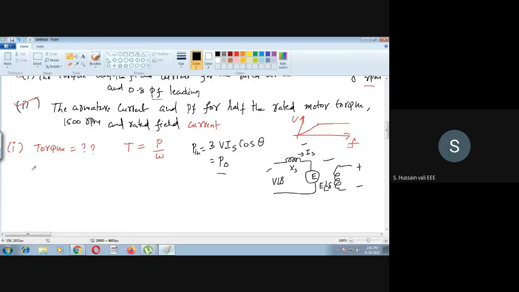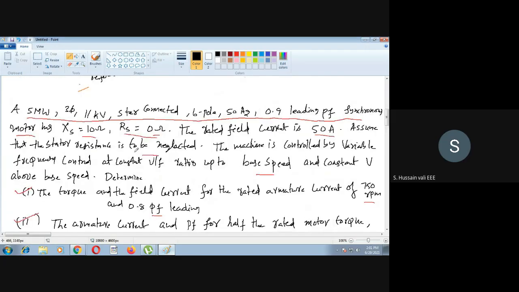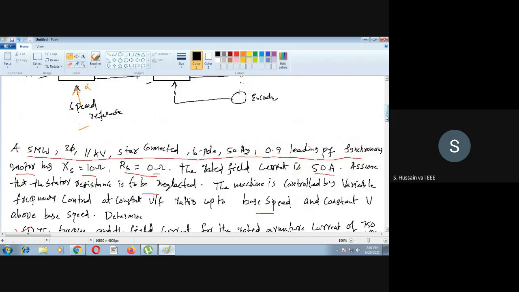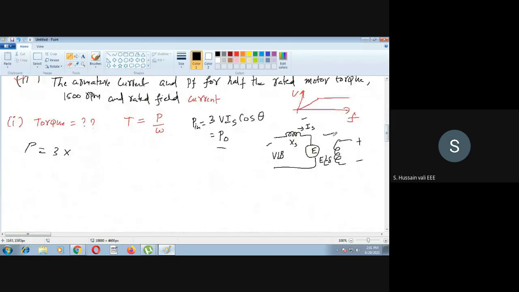How to find out that power? Power is equal to 3 into V, where V is the phase voltage. So how do you find the phase voltage? In the data, he has given 11 kilovolt star connected, three phase, so 11 kilovolts is the line voltage. We write VL is equal to 11 kV as it is star connected. So the phase voltage is 11 kV by root 3.